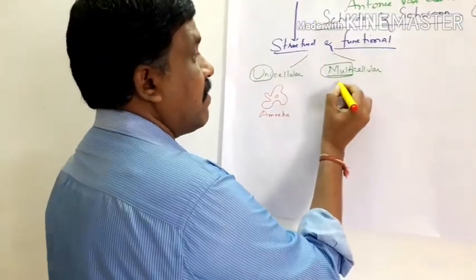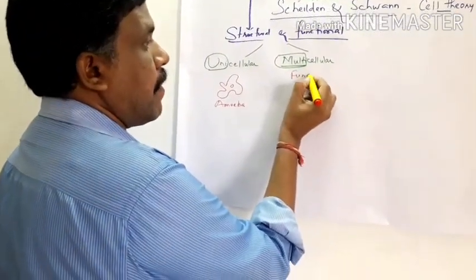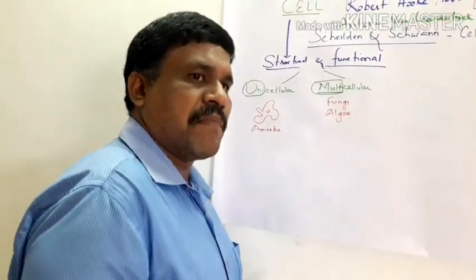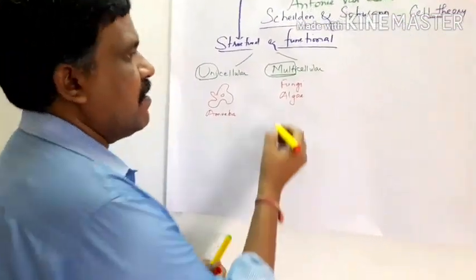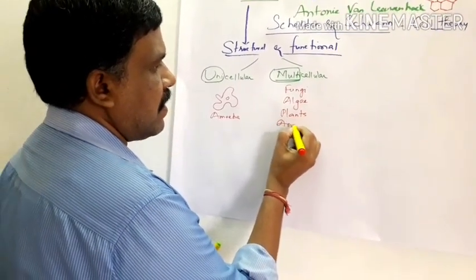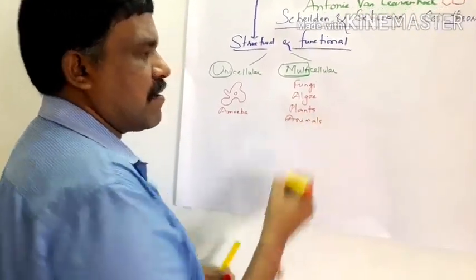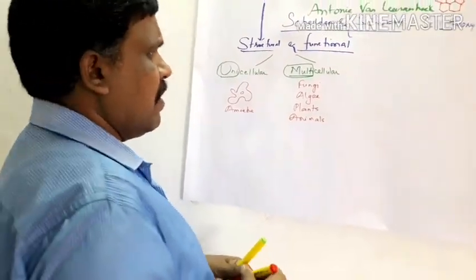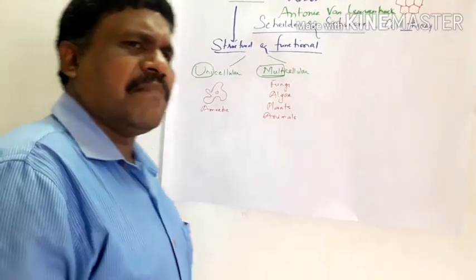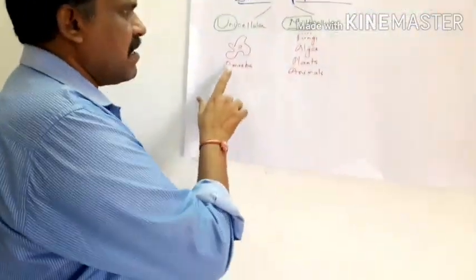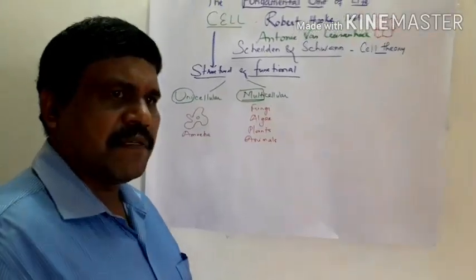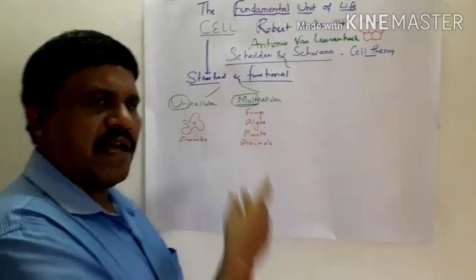Multicellular, we have fungi, algae. Most of the members of algae are multicellular. We have plants, animals. They are all multicellular. That means most of the plants in all these cases are multicellular. So unicellular means they are made up of single cells. That means the living organisms, as I told you, may be unicellular or multicellular.